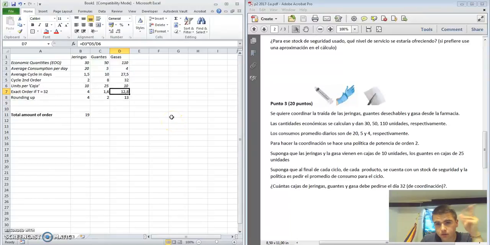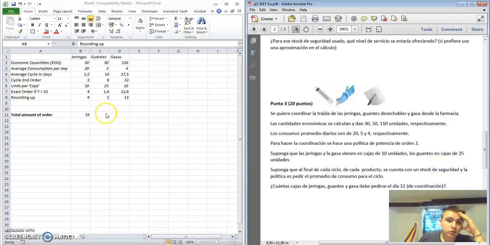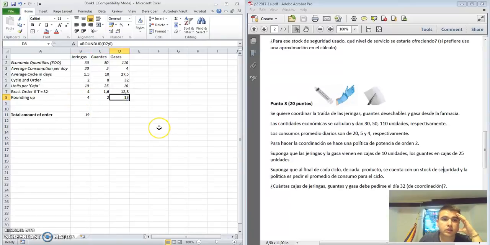But of course, you cannot have non-integer cajas. So we're going to round them up, as it's also said that there is a security stock. Rounding up makes more sense than rounding down. So this means on day 32 we will order 4 cajas of jeringas, 2 cajas of guantes, and 13 cajas of gasas, which will be a total amount of 19 cajas.